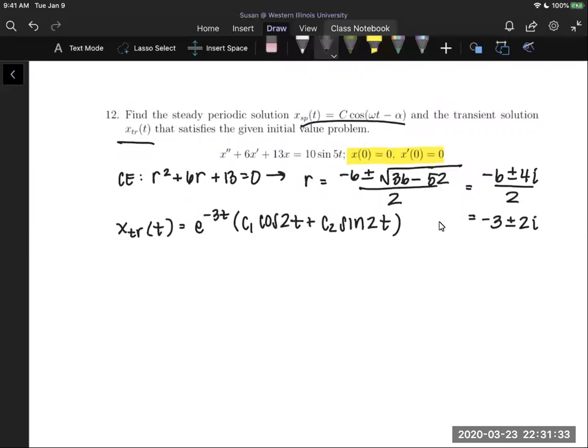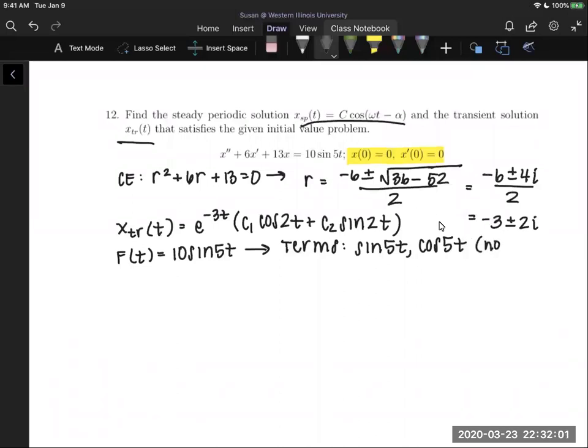And then from here, we would like to look at our f of t function. And our terms that we'll get here is a sine of 5t and a cosine of 5t. So again, we want to compare that to our complementary or transient solution. We do not have duplication. So we move forward by setting up our particular function, also known as our steady periodic solution, as the sum of our two terms.